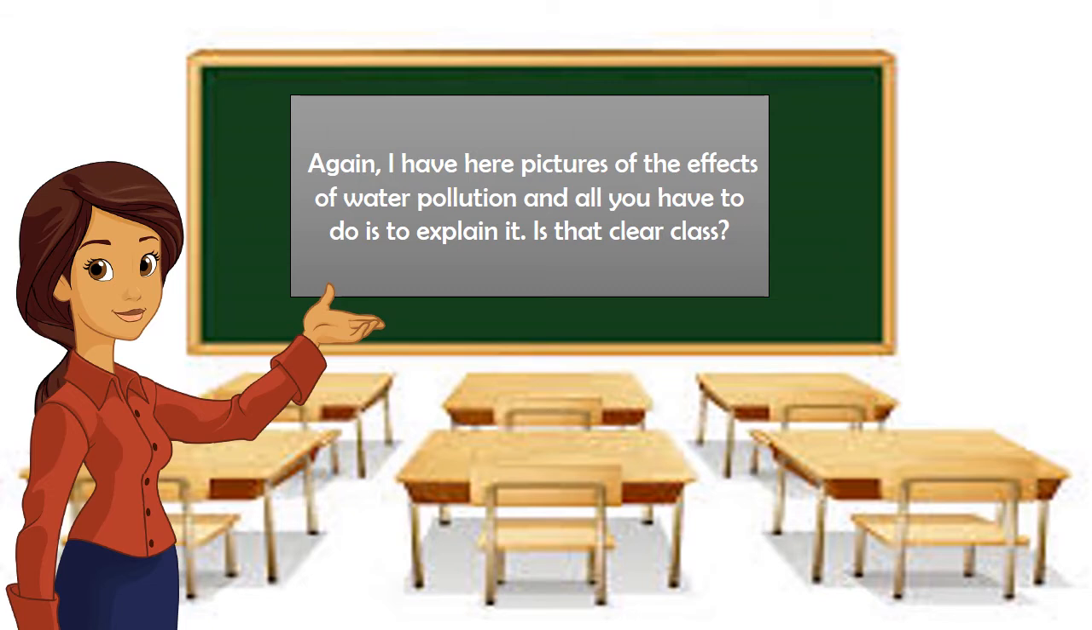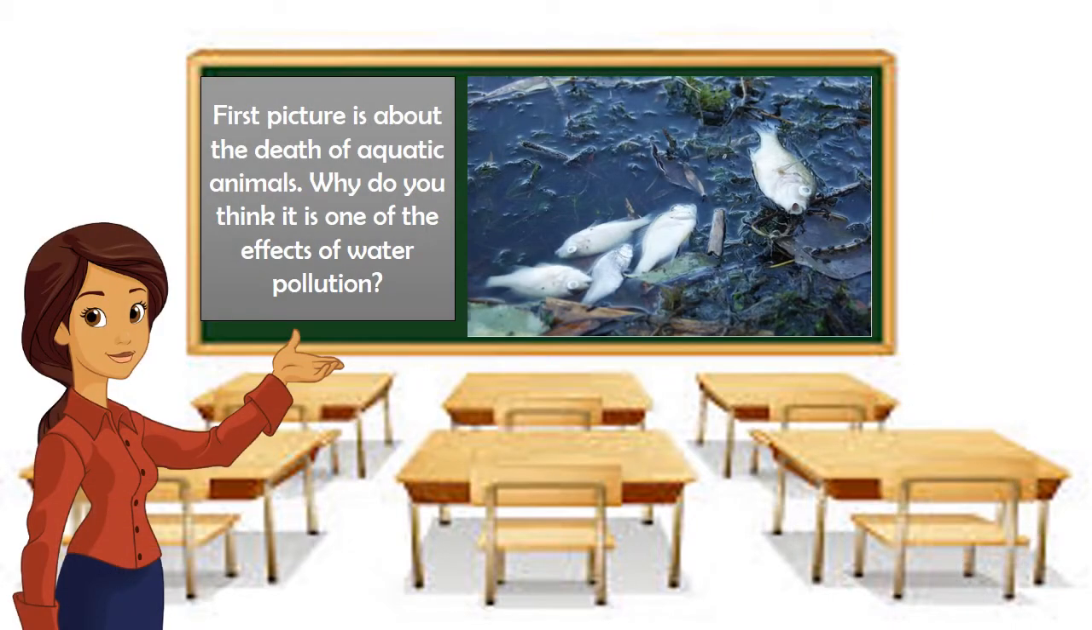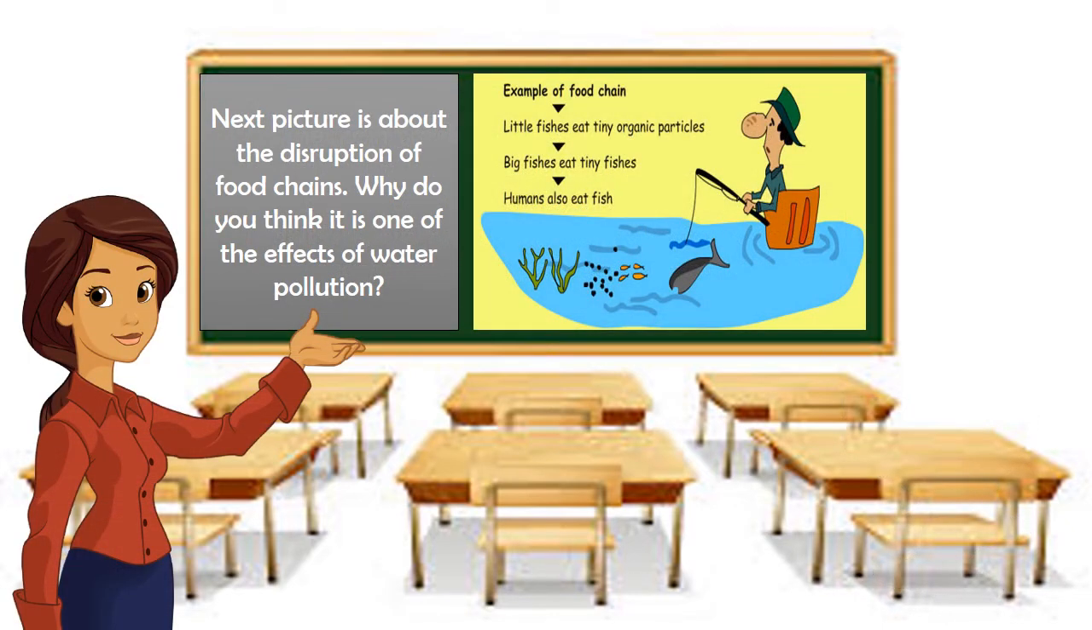Again, I have here pictures of the effects of water pollution and all you have to do is to explain it. Is that clear, class? Yes, teacher. First picture is about the death of aquatic animals. Why do you think it is one of the effects of water pollution? The main problem caused by water pollution is that it kills life that depends on these water bodies. Dead fish, crabs, birds and seagulls, dolphins, and many other animals often wind up on beaches, killed by pollutants in their habitat. Excellent.